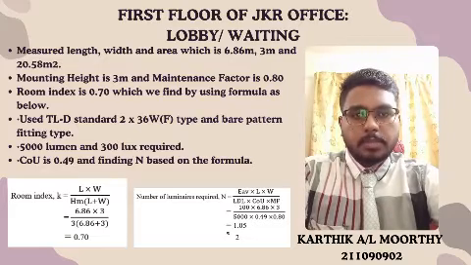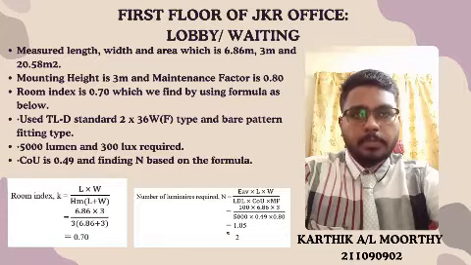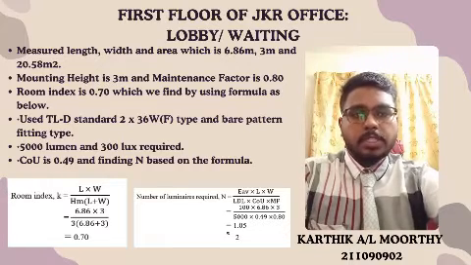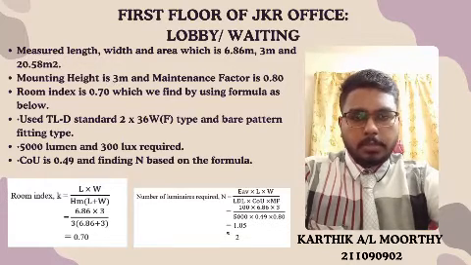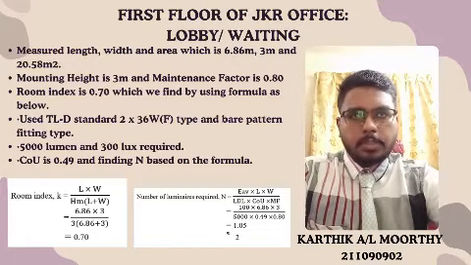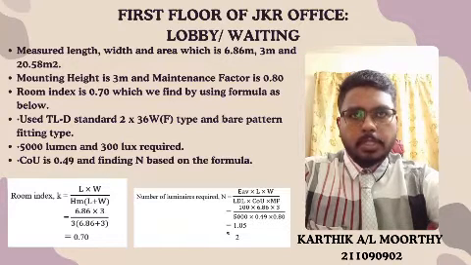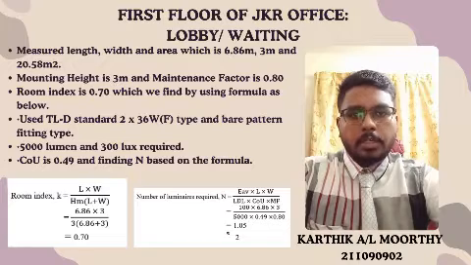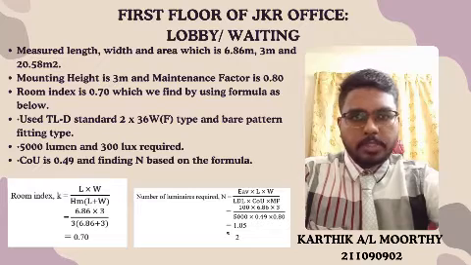We start with our first assignment, first example, which is lobby or waiting area number 1. With the help of AutoCAD, we measure length, width, area, which is 6.86 meter, 3 meter and 20.58 meter square. Mounting height is 3 meter and maintenance factor is 0.80. Room index is 0.70, which we find by using the formula as below. Room index K equals length times width over mounting height times bracket length plus width close bracket. Then we can obtain 0.70.